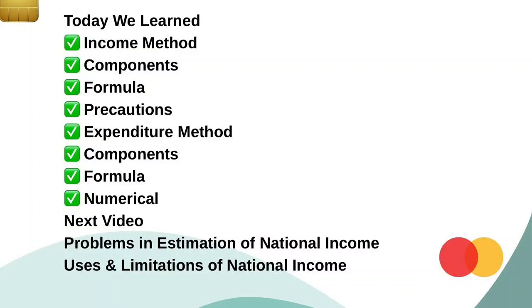Here's a homework question for you. Please note it down. An economy has PFCE as 800 crore, GFCE is 250 crore, and GDCF is 300 crore. Export 120 crore, import 70 crore. Calculate national income using expenditure method. Pause the video, solve it yourself, and post the answer in the comment.